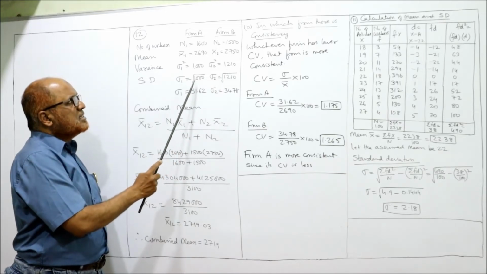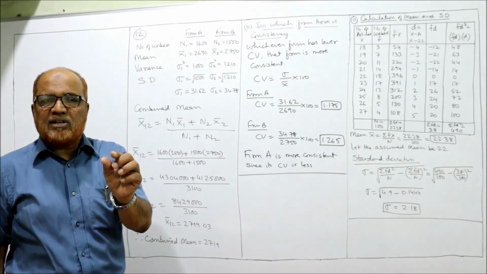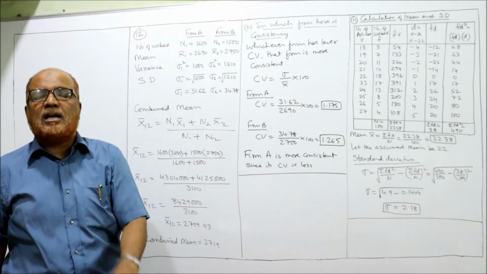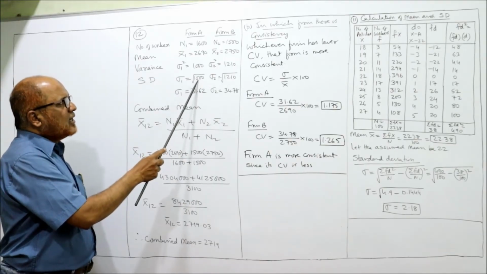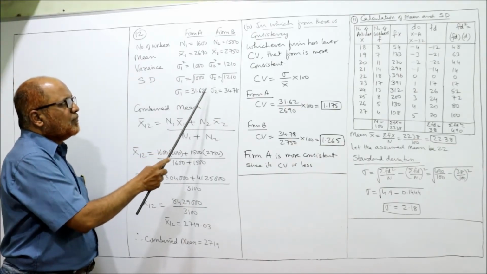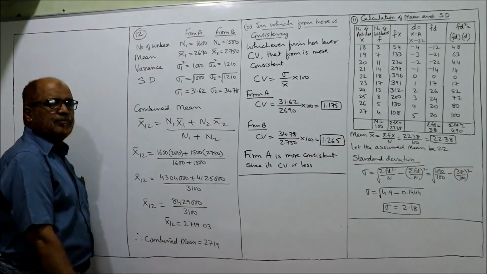So sigma 1 is under root 1000. Just now I told you, if you want the standard deviation, put the variance under root. So under root 1000 is 31.62, under root 1210 is 34.78. These are the standard deviations.